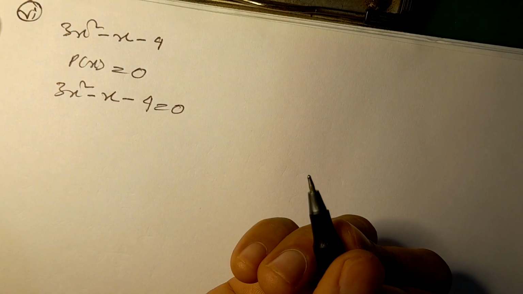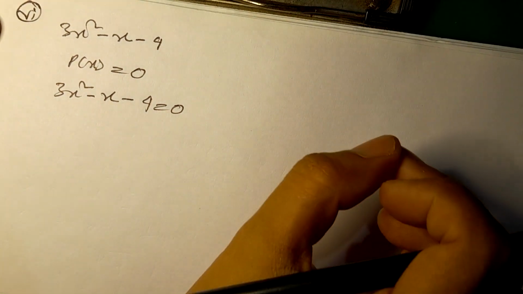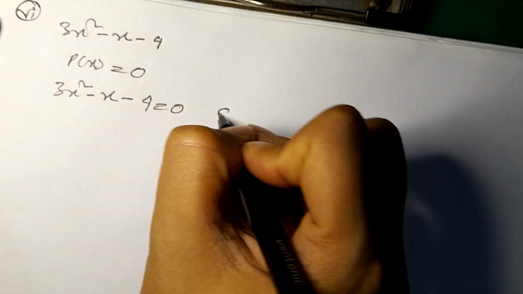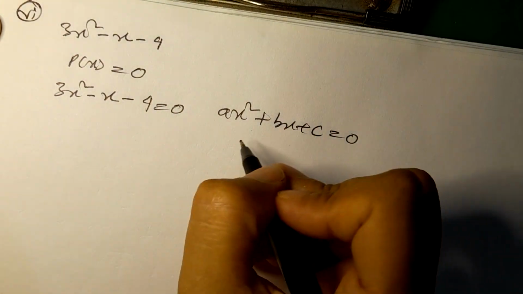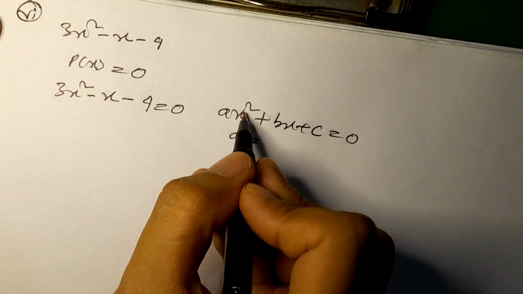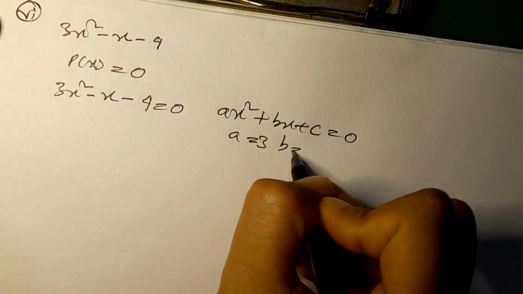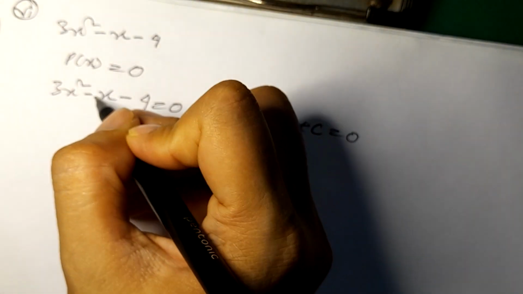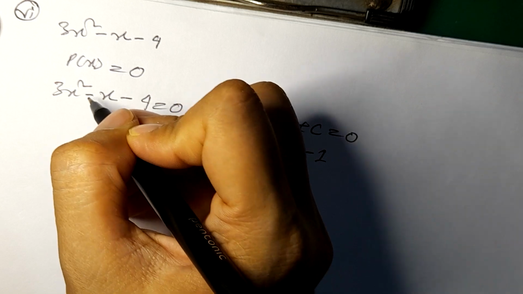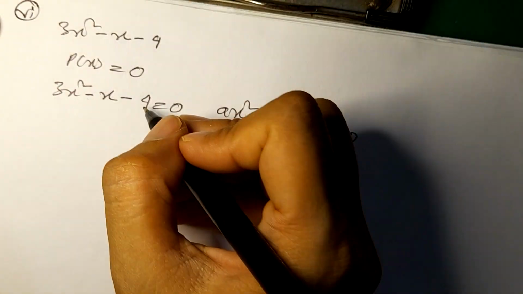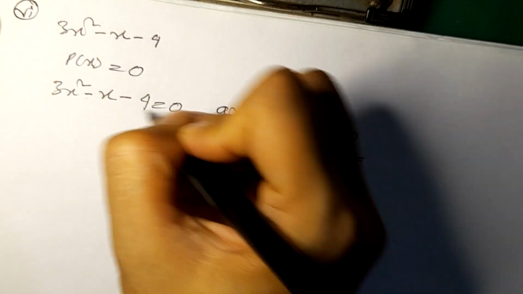Now we have to find the coefficients. We have to compare with the general quadratic equation. What is the general quadratic equation? That is ax square plus bx plus c equal to 0. Compare it. a equal to the coefficient of x square. In front of x square it is 3, so a equal to 3. b equal to the coefficient in front of x. In front of x nothing is written, that is 1, so it will be minus 1 here since it is a negative sign. Now come to c. c is the constant, here the constant is minus 4.